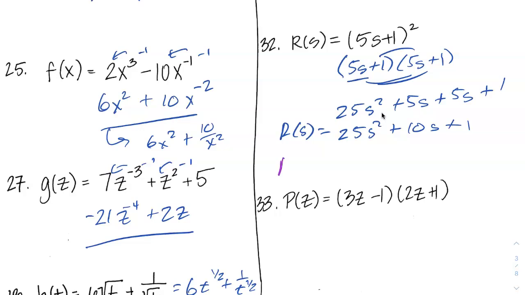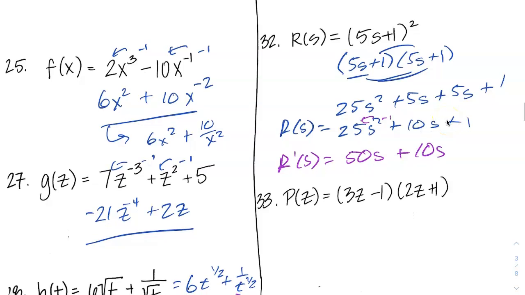So the derivative of this guy, or s prime, would be, bring the 2 down, subtract 1 off, 50s plus 10. The derivative of 1 goes away because it's a constant. That's the answer. Bring the 2 down, subtract 1 off, 50s plus, it's a linear term, so the s just goes away, you just get 10. And the derivative of 1 is 0.